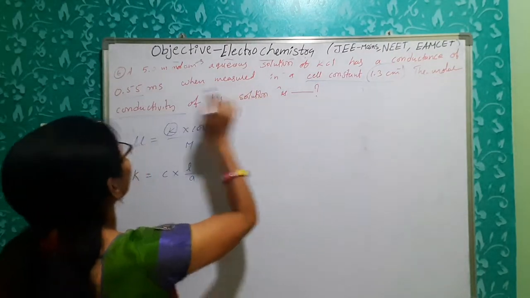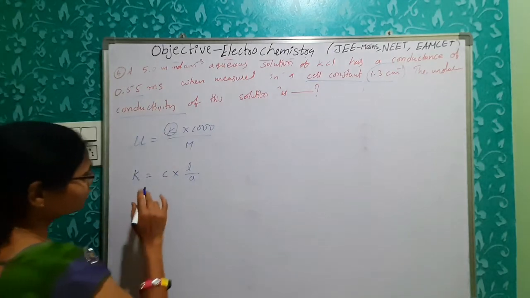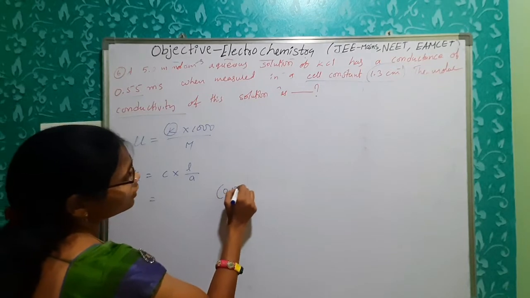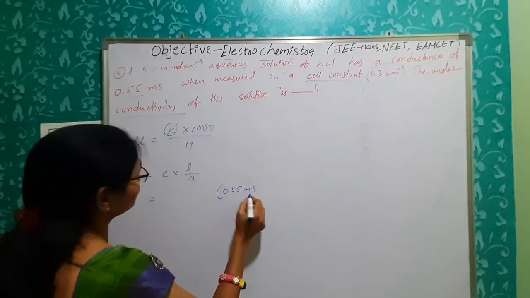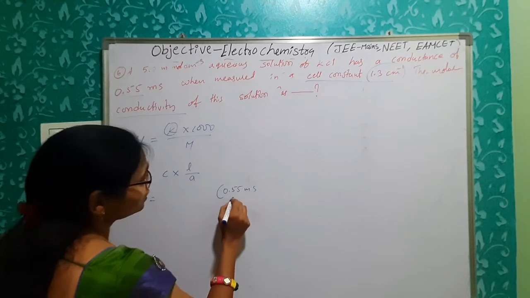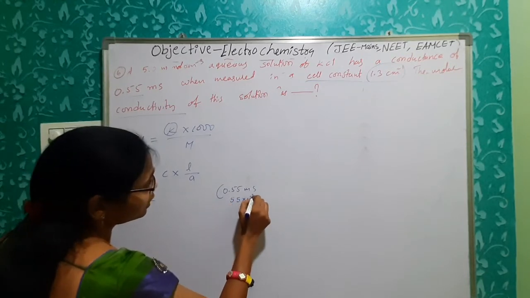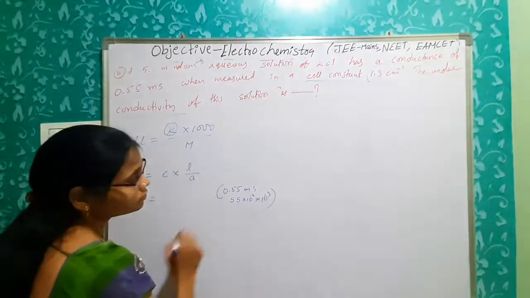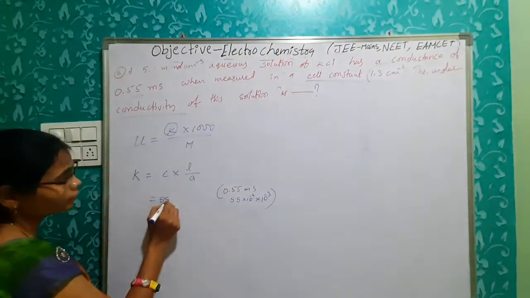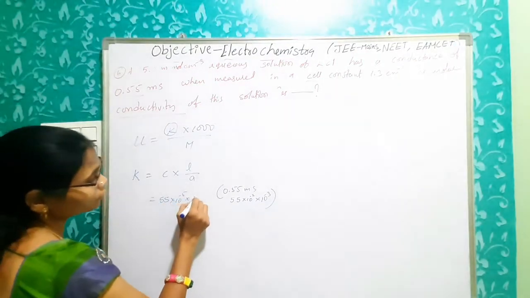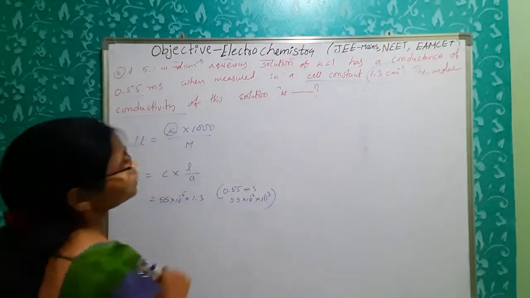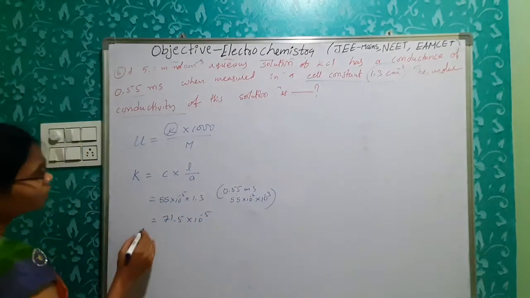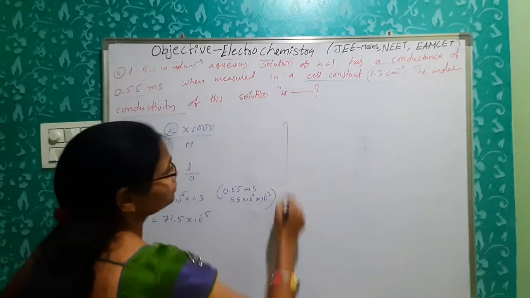Conductance is 0.55 millisiemens, nothing but see here, 0.55 millisiemens means 55 into 10 power minus 2. Instead of milli you can take minus 3. Okay. So simply 55 into 10 power minus 5 into 1.3 cell constant. That gives 71.5 into 10 power minus 5.